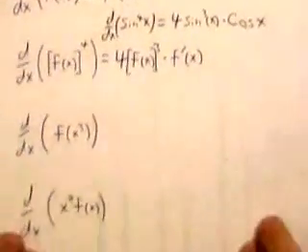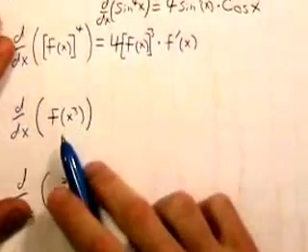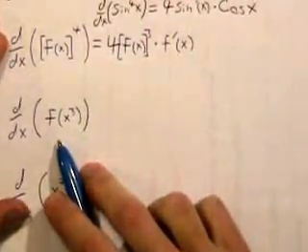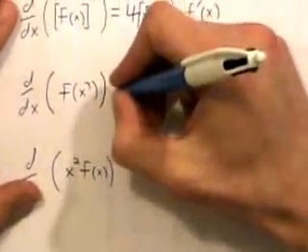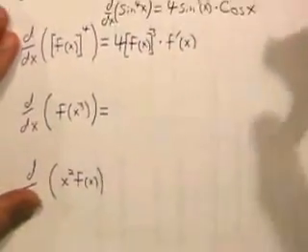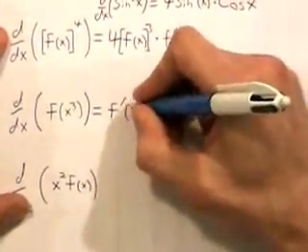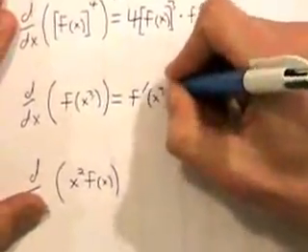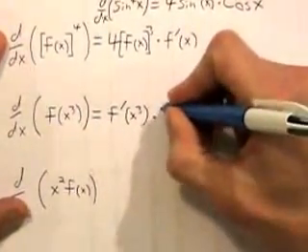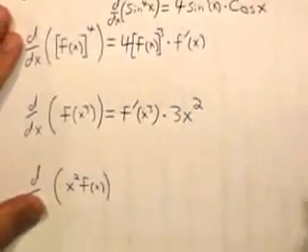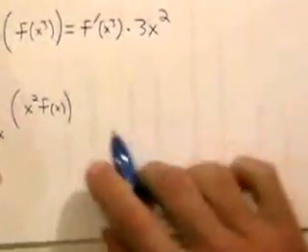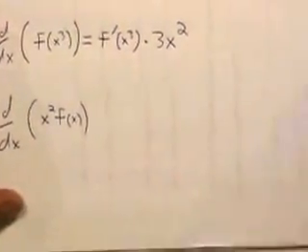A couple more examples. Here's another chain rule, only this time the outer function is f and the inner function is x cubed. So working the chain rule on it, it would be the derivative of the outside, which is f prime of x cubed, keep the inside, multiplied by 3x squared. That's it.